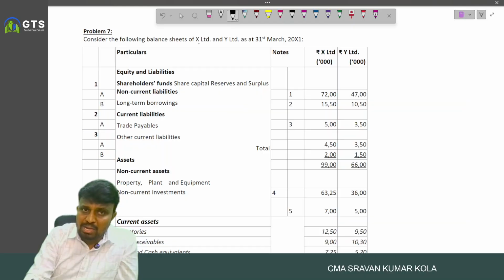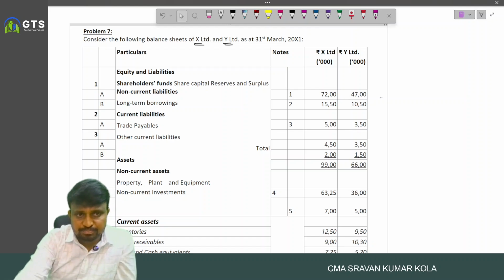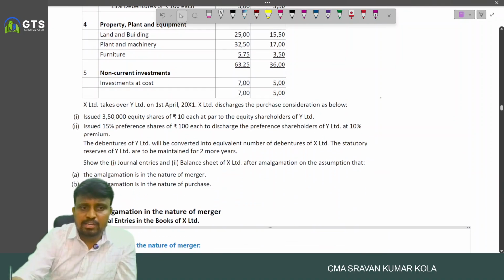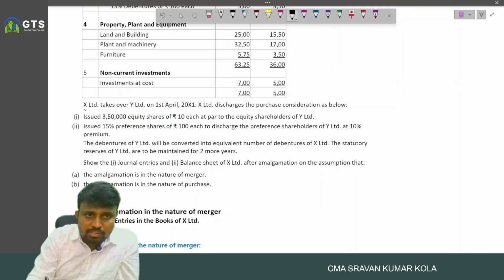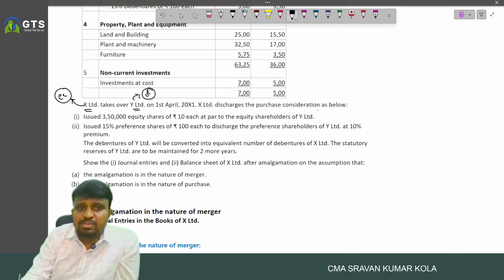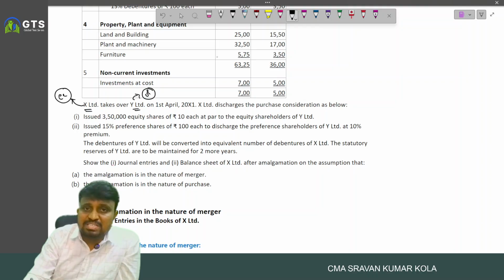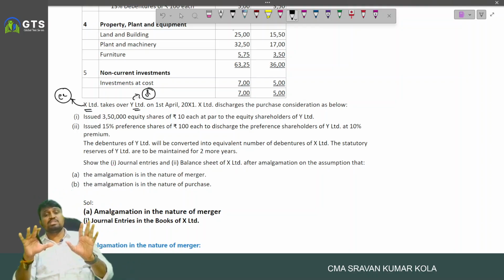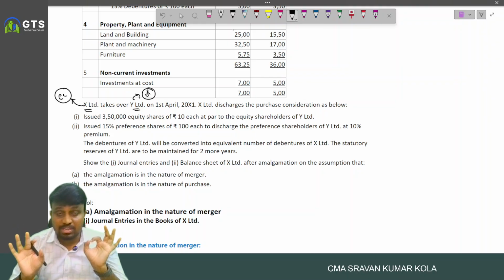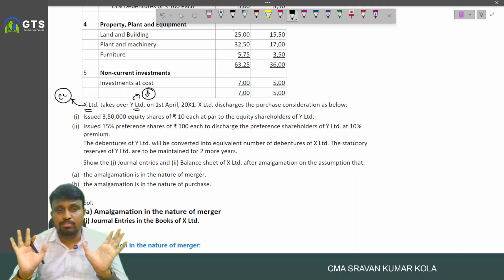So consider the following balance sheets of X Limited and Y Limited. Here two balance sheets are provided. And here X Limited takes over Y Limited. X Limited is the transferee company, and Y Limited is the transferor company. And X Limited discharges the purchase consideration as follows. So what is the PC condition? And remember, while doing problems in case of amalgamation, the first step you need to calculate is the purchase consideration. The purchase consideration is very, very important.